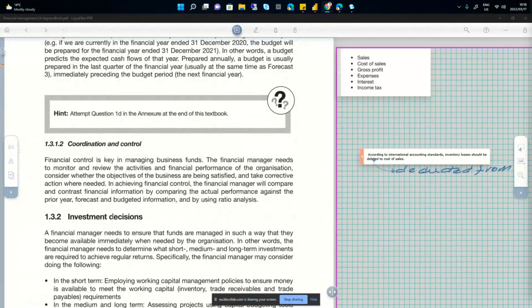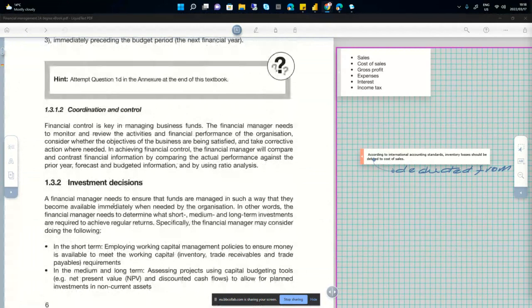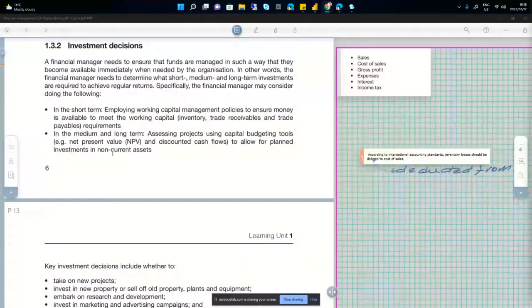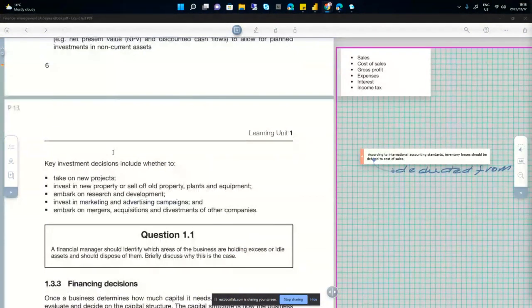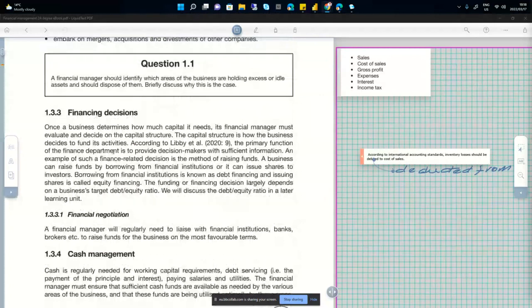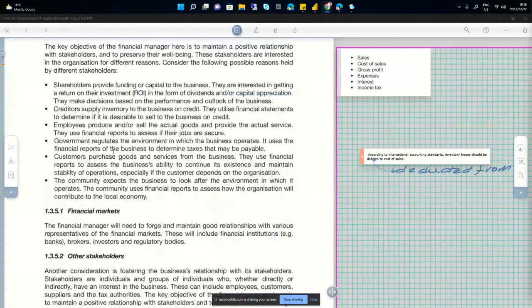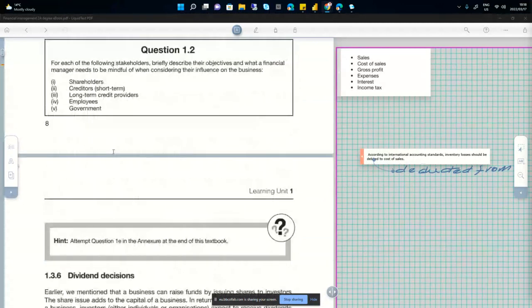Remember that we talked about the financing side of it, the investment side of it, and that's why a financial manager needs to ensure that the funds that he has received are managed properly and are invested into the best asset that will provide the best return. So you have a short term, a medium, and long term view of it. All right. So we have the cash management. As you read through, this is quite an easy read.